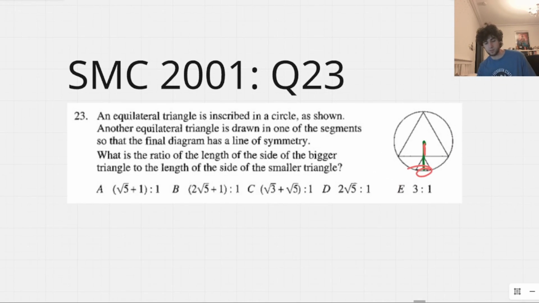But I'd say it's definitely simpler than SMC 2000 question 25. I think that question was harder than this, but this is question 23. Question 25 from this year is another geometry problem, which I'll go through in a different video, but it's quite a good one as well.